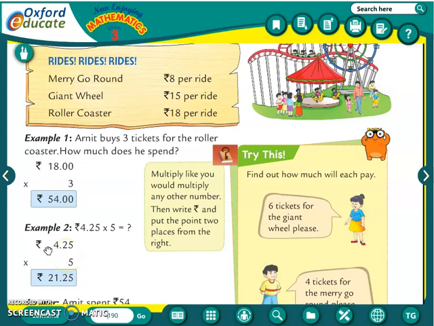This is the number of rupees, that is why you have to put the sign for rupees. Afterward, multiply by 5. So we have to multiply all these numbers with 5. 5 5s are 25, and then here 5 4s are 20, plus 1 is 21.